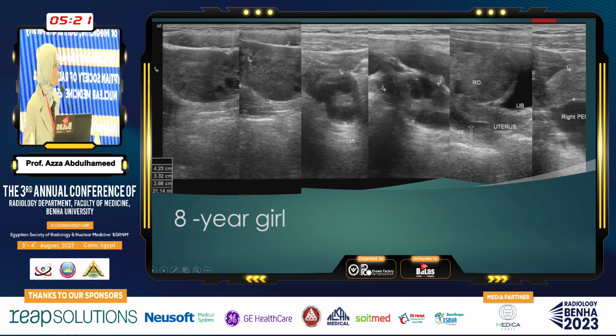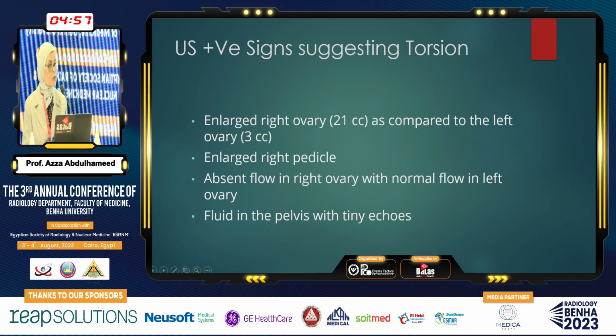This is an 8-year-old, okay, spot diagnosis. That's the normal left ovary. Its volume was 3 cc. Compare it to the large echogenic ovary with peripherally displaced follicles, fluid collection in the pelvis, and look at this thick pedicle. Diagnosis? Of course, yes, this is right adnexal torsion.